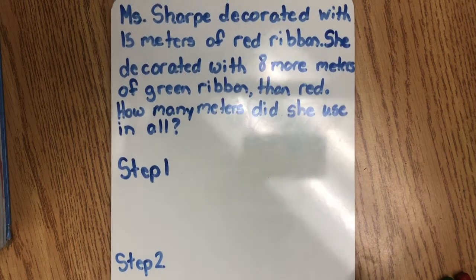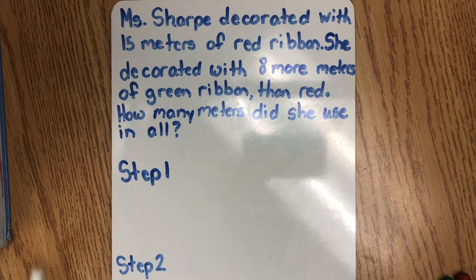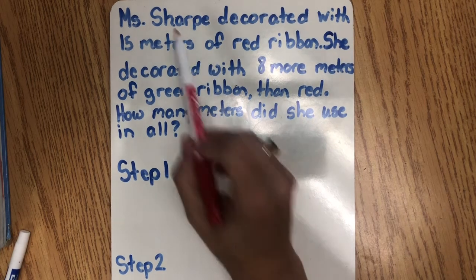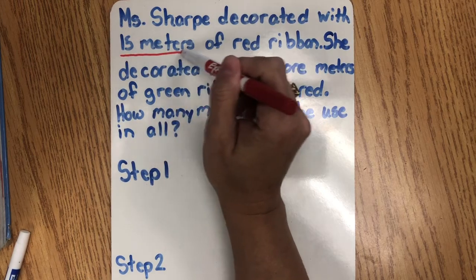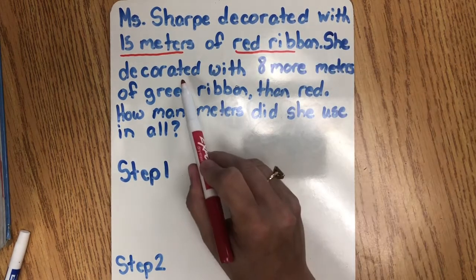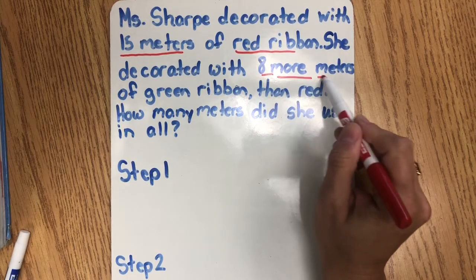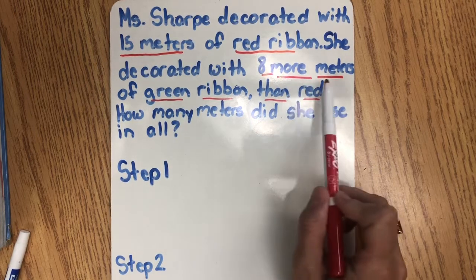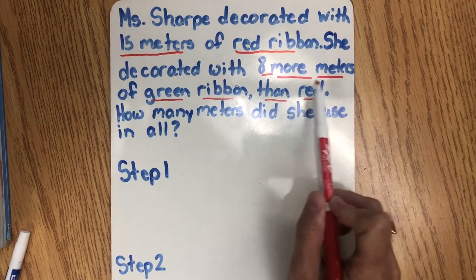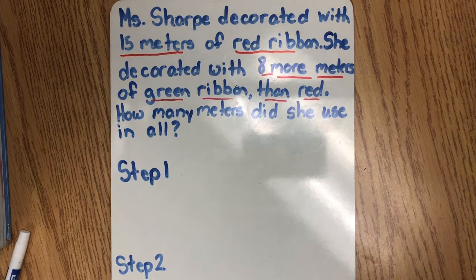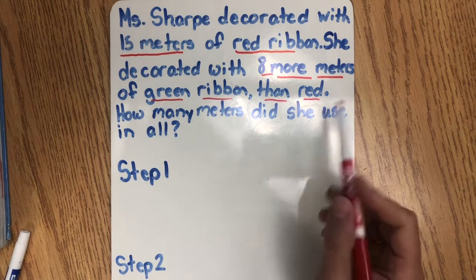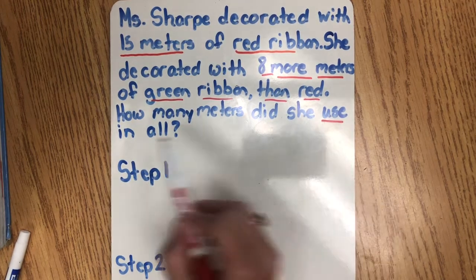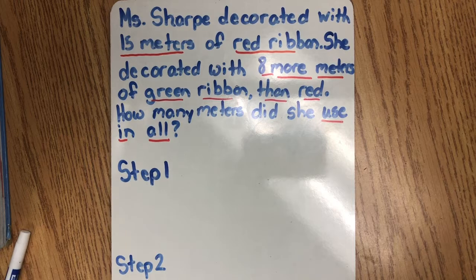The first thing that I like to do is reread and underline all of the important information I know I'm going to need for the problem. So it says Miss Sharp decorated with 15 meters of red ribbon. She decorated with 8 more meters of green ribbon than red. That doesn't mean that she decorated with just 8 meters, but 8 more than the red. And then the question asked, how many meters did she use in all? So I know we're going to be putting the lengths of those ribbons together.